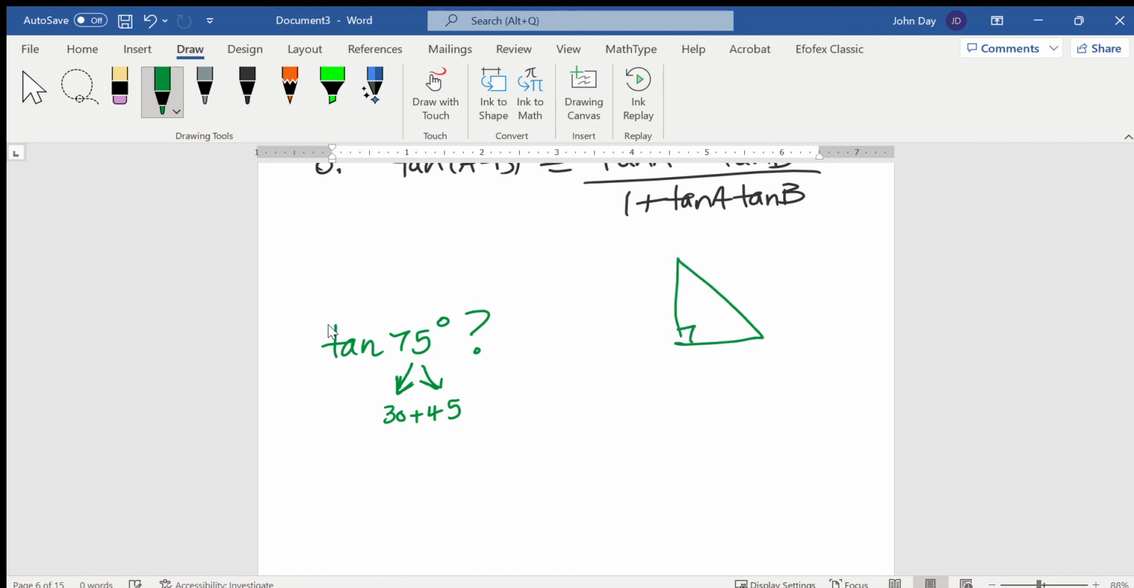From those triangles, 60, 30: 1, 2, root 3, and the 45 are 1, 1, root 2, and that's 45 and 45.